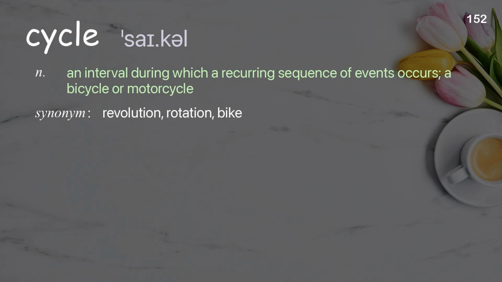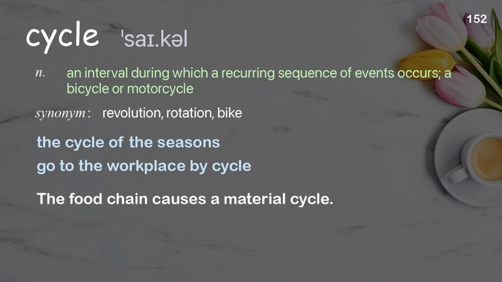Cycle: An interval during which a recurring sequence of events occurs; a bicycle or motorcycle. Examples: The cycle of the seasons. Go to the workplace by cycle. The food chain causes a material cycle.